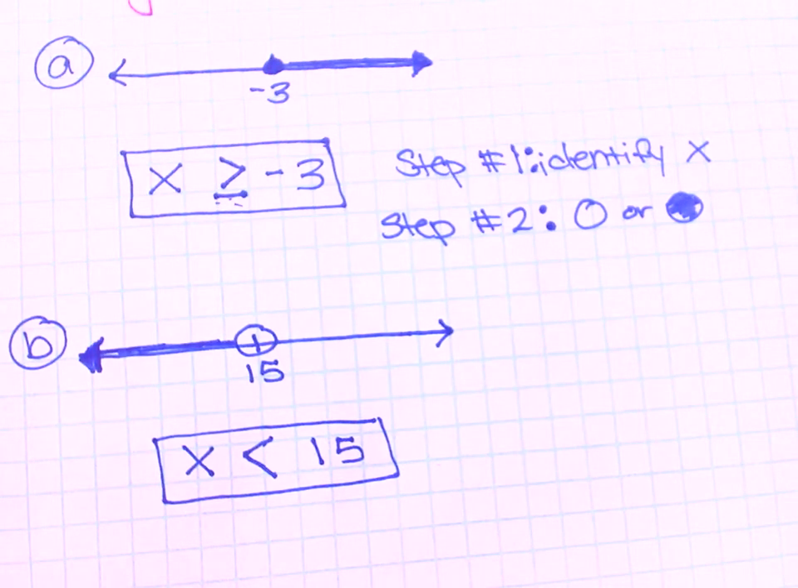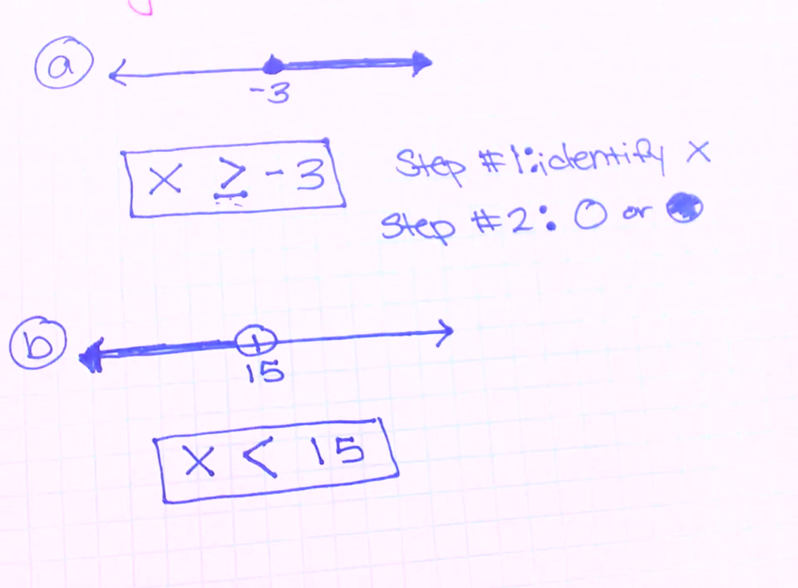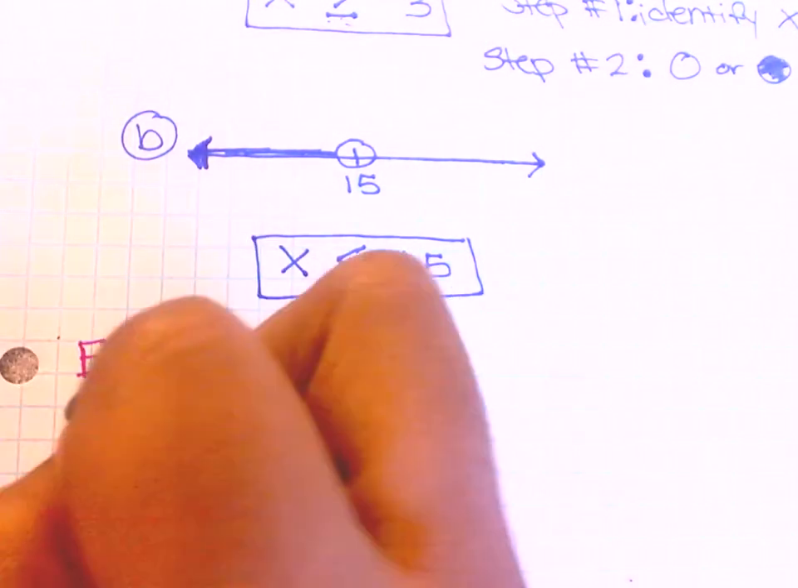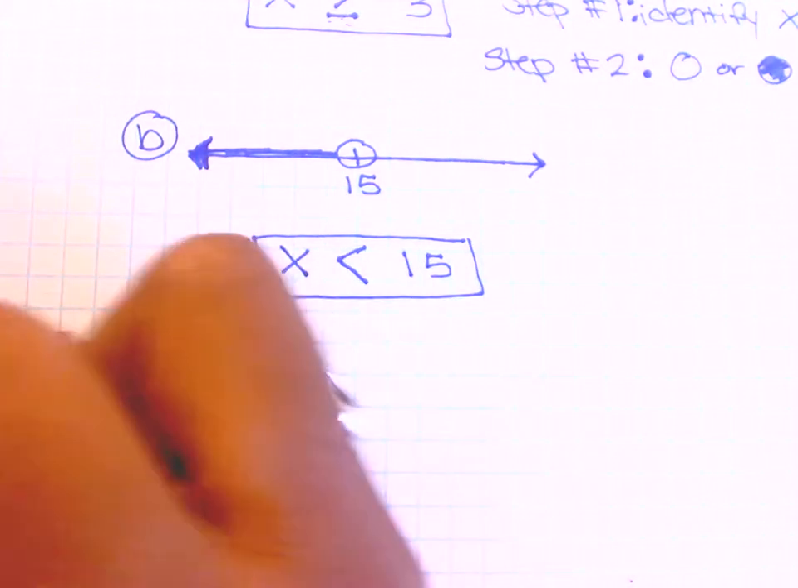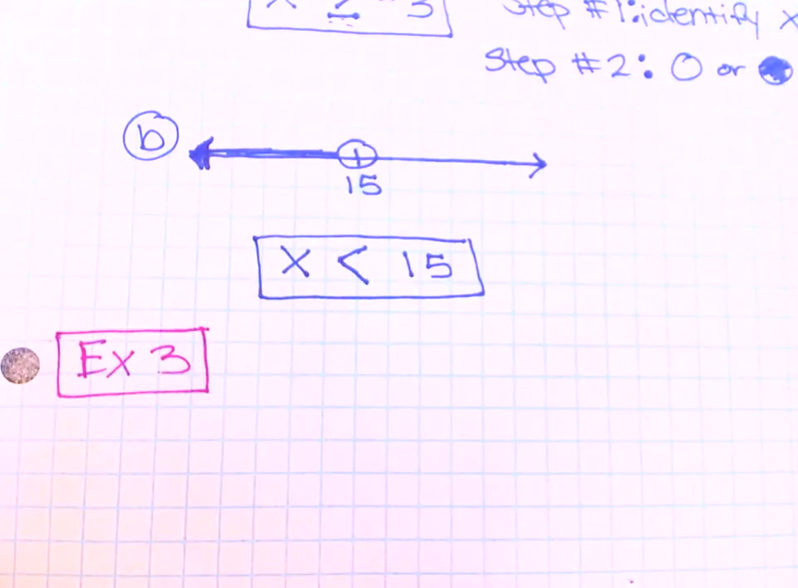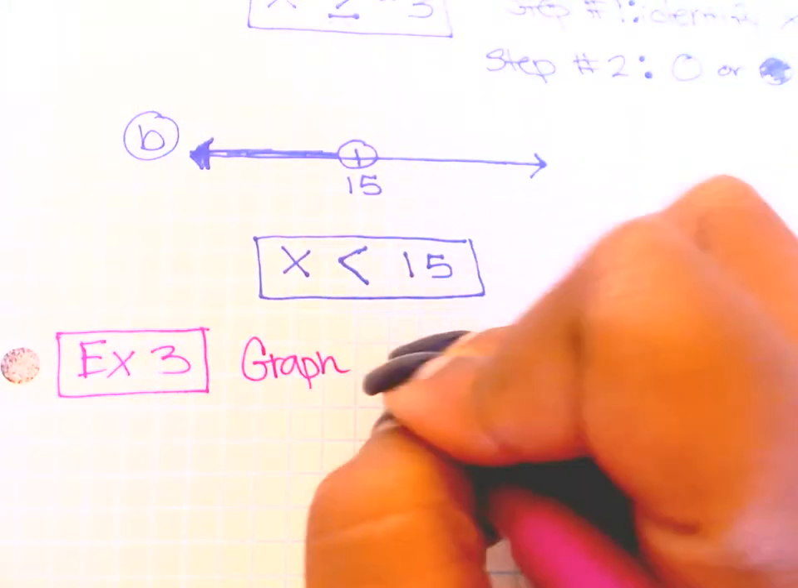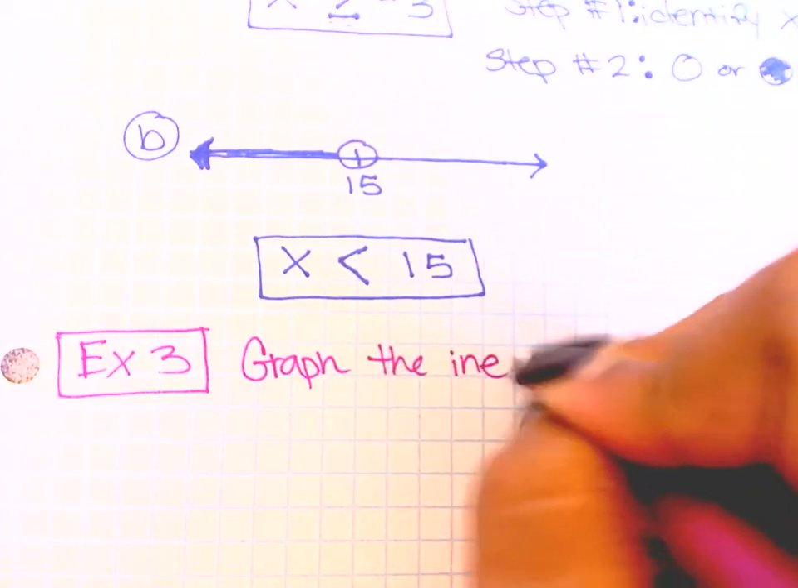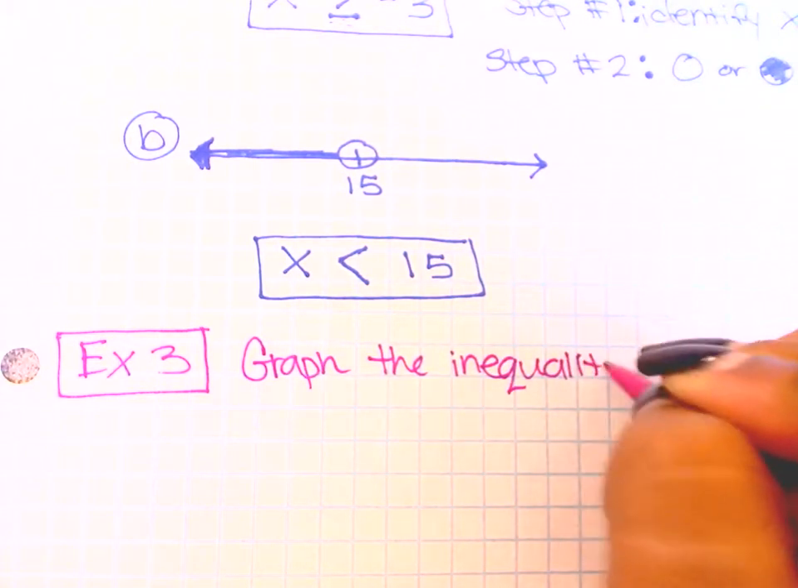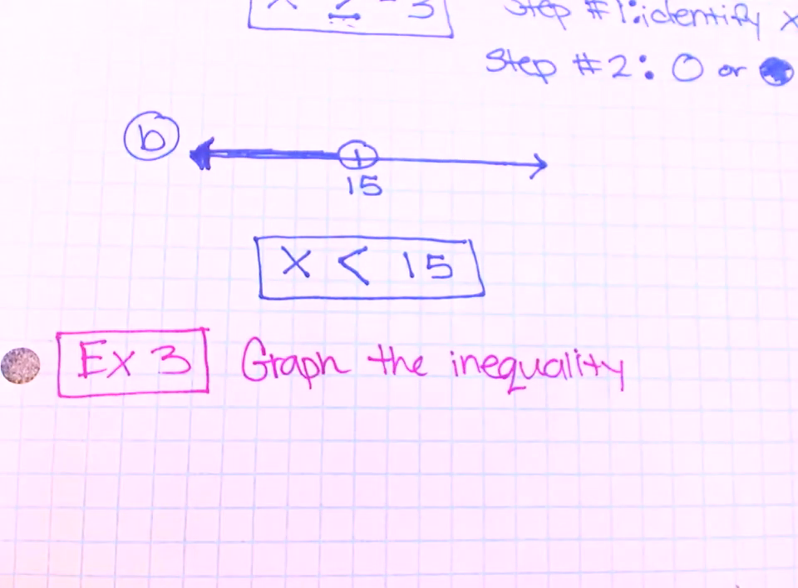So again, it's easy to know the greater than or less than sign by seeing which way it's shaded. Easy enough? Hands on your head if that one's easy too. Okay, great. All right, example 3, different type of problem. These directions tell you now you have to graph the inequality. So go ahead and write the directions down. Graph the inequality.